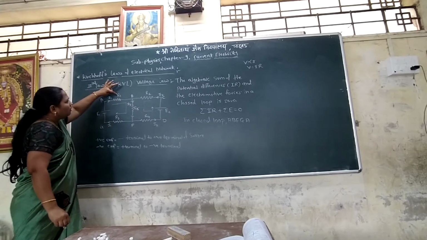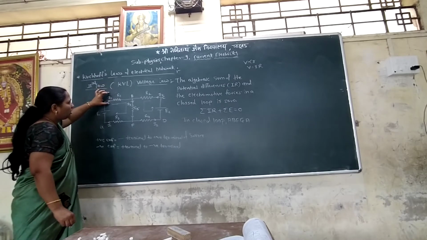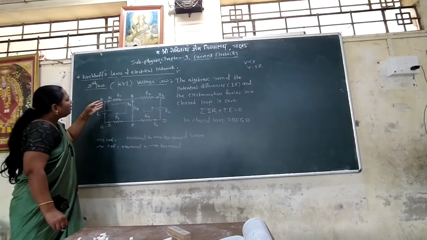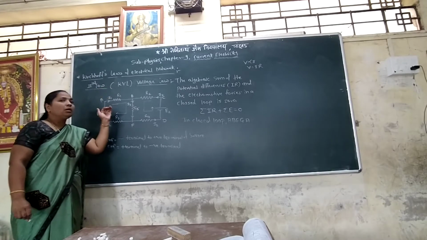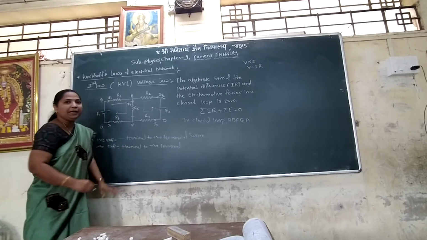I1 flowing through the resistor R1. I1 R1, the potential drop across it. Current flowing in that direction. Therefore, the potential differences are taken as negative.